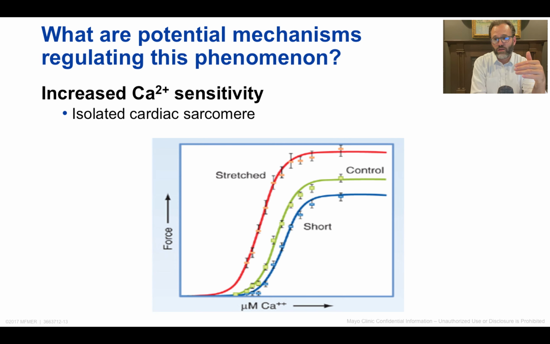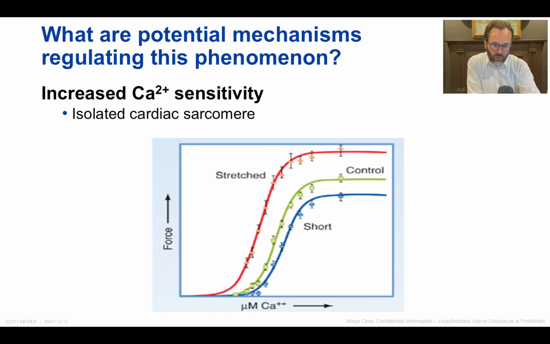So when we ask the question now, what are potential mechanisms regulating this phenomenon of having an increase in preload and a subsequent increase in tension generation? So the heart fills a little bit more, the heart contracts a little bit more. One mechanism is an increase in calcium sensitivity. You can see here, even in isolated cardiac sarcomeres, as we increase cellular calcium, of course you'd expect an increase in force generation because of increases in calcium-induced calcium release, as we discussed previously.